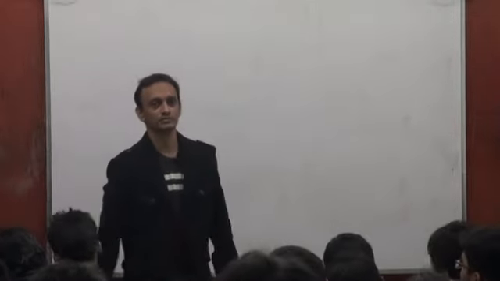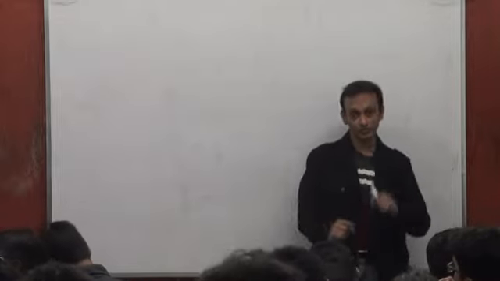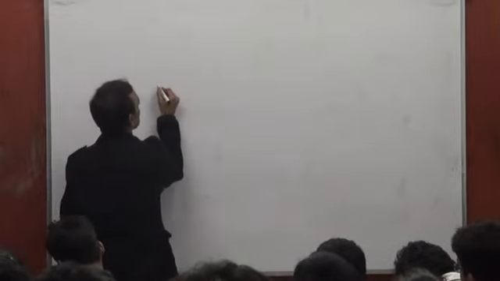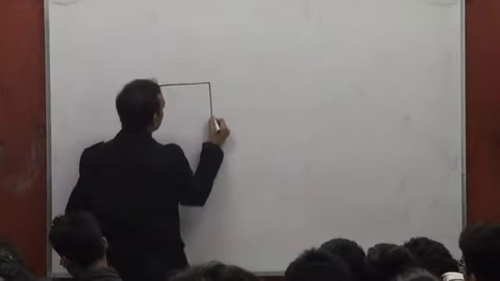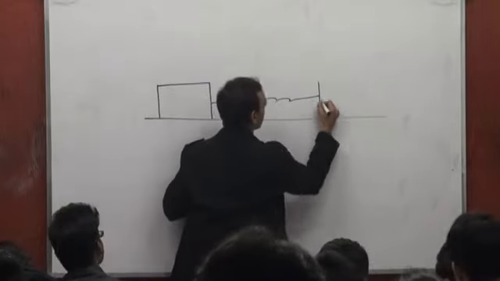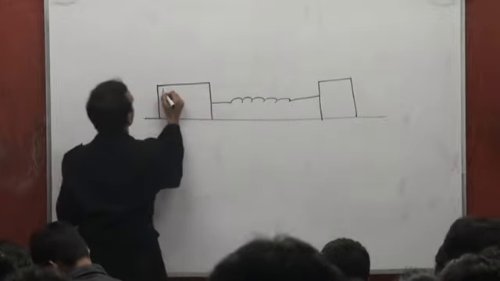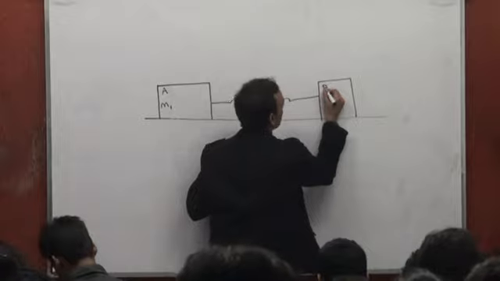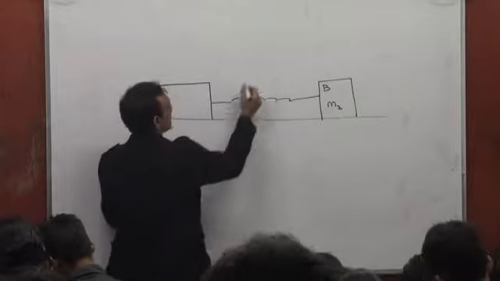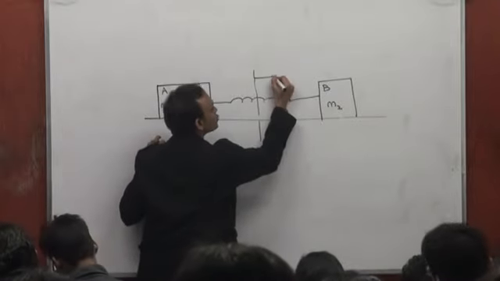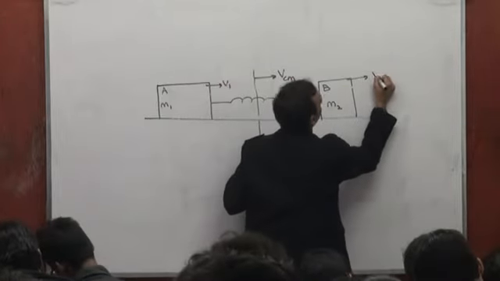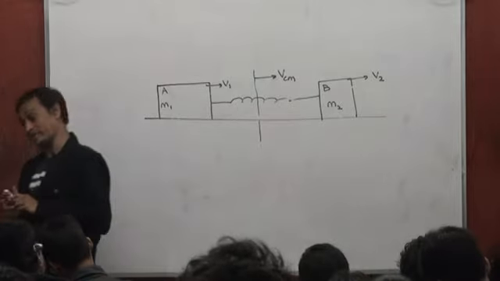This is another way of looking at it. Say this was A, mass m1, this was B, mass m2. The spring was relaxed and the velocity of the center of mass could be computed by (m1 v1 plus m2 v2) by (m1 plus m2). The velocity of the center of mass could have been obtained, right?